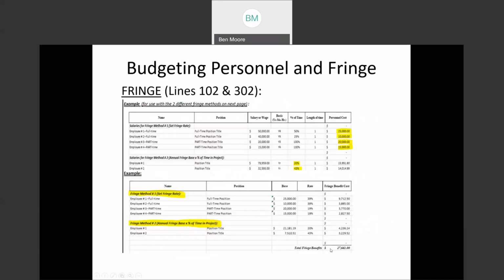So again, here's an example of method 2. In this method 2, you would take this first employee's cost that you're charging to this grant from the personnel tab, which is $15,991. You would take the 20%, that is the percentage of time they're spending on this grant, and you would apply it to a separately calculated fringe base. So you would calculate the total fringe that you're going to pay for this employee number 1 separately. You would put it in this base column, and then you would apply the same percentage of time that they're spending on the grant to that amount to come up with the fringe for that employee.